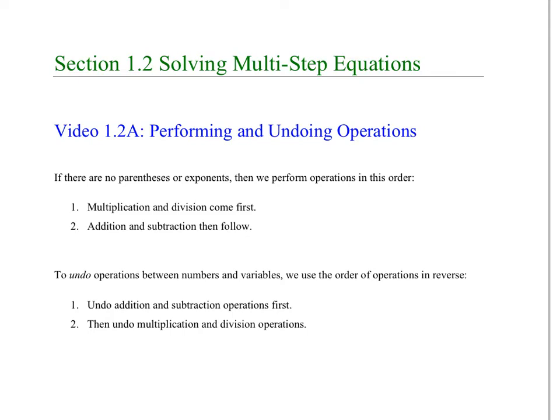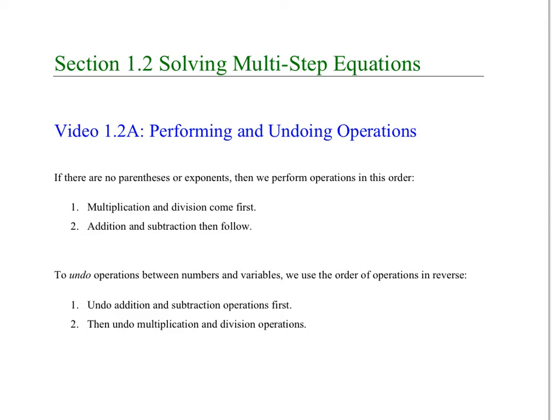We know that if a mathematical expression does not contain any parentheses or exponents, then we need to perform operations in this order. First, we need to perform multiplication and division, and we would do that from left to right. After we're finished doing that, then we would perform addition and subtraction, also doing that from left to right.